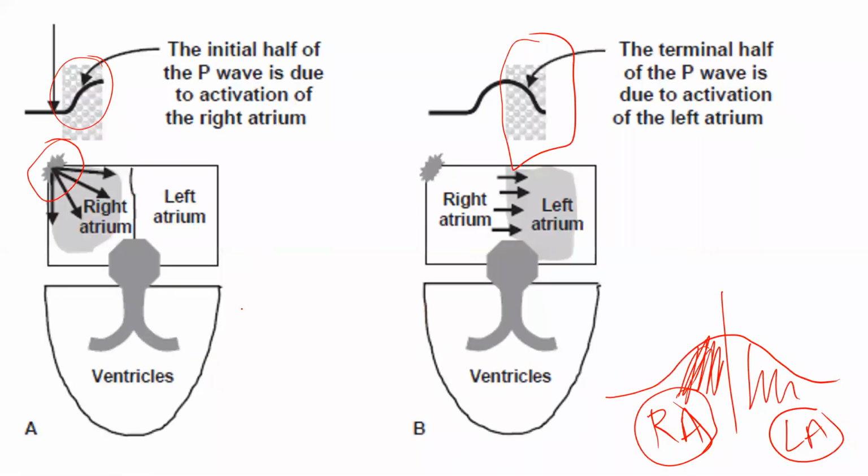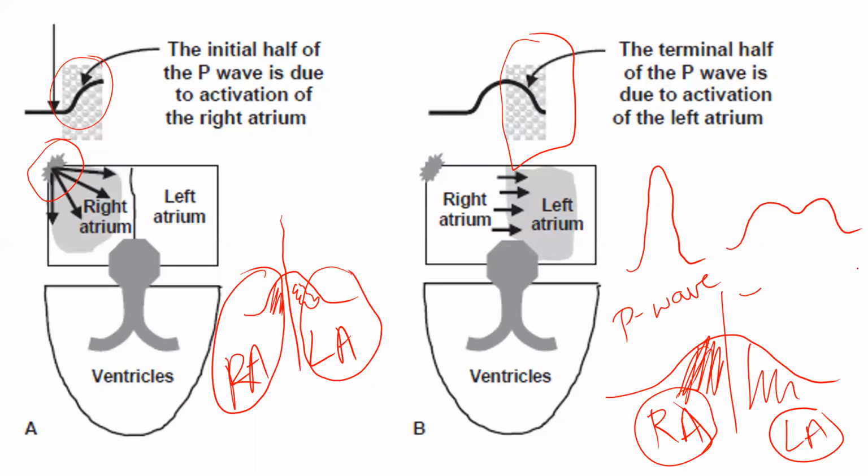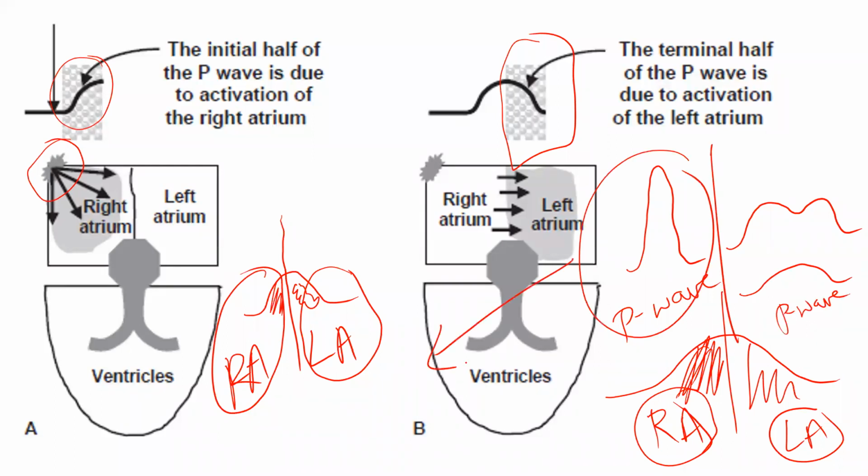So in the P wave of the ECG, the first half is due to activity of your right atrium. The second half of the P wave is due to activity of the left atrium. Simple to remember: if there is any abnormality in the right atrium, the P wave is going to become peaked like this. If there is any abnormality in the left atrium, the P wave is going to be notched like this or flat like this. So this type of P wave is called P pulmonale. This type of P wave is called P mitral.